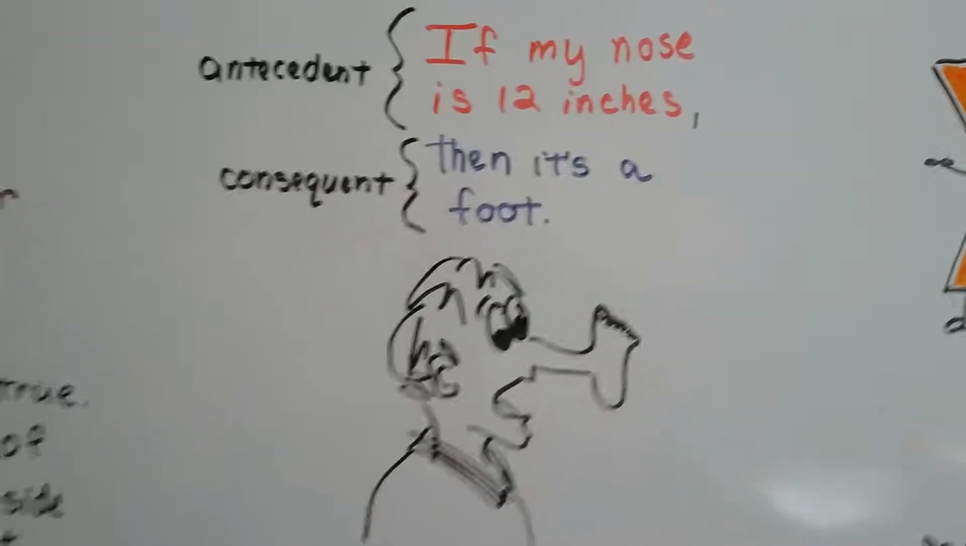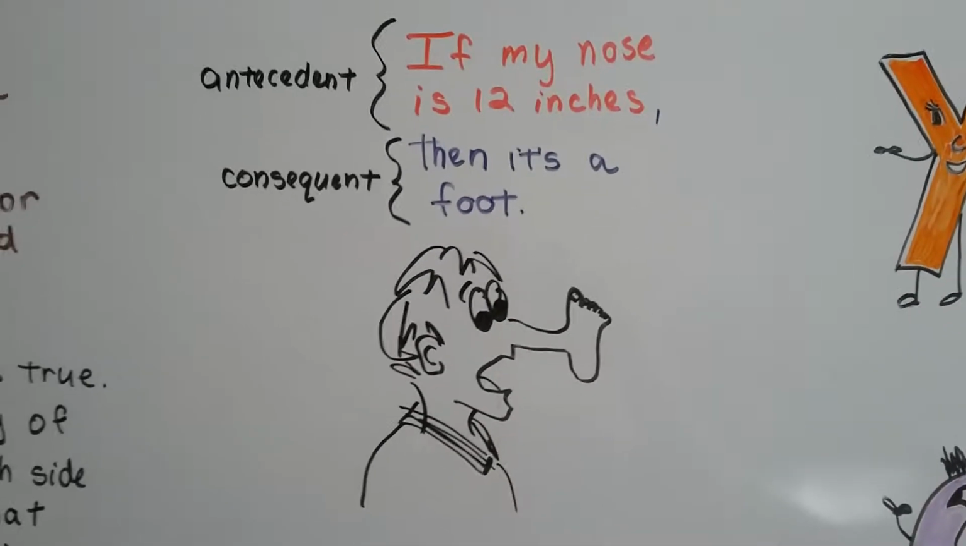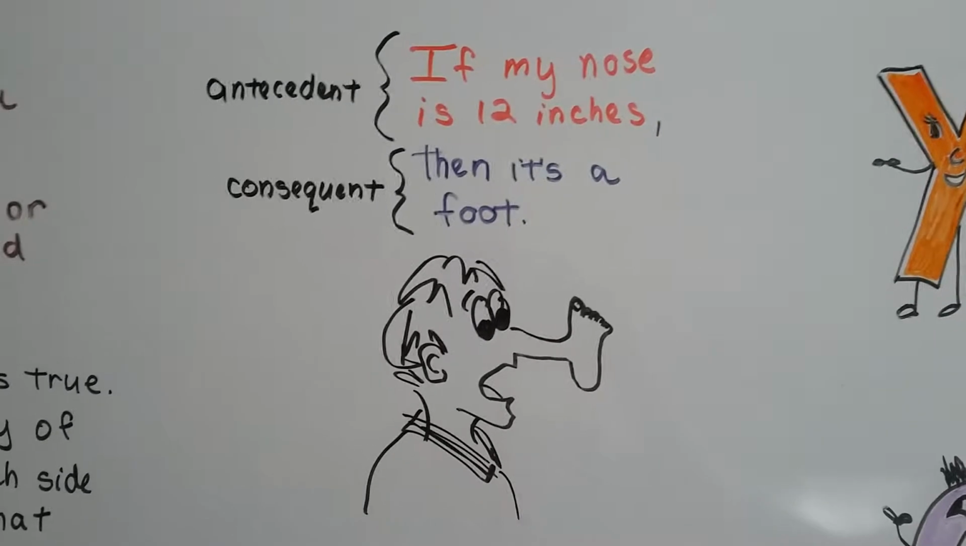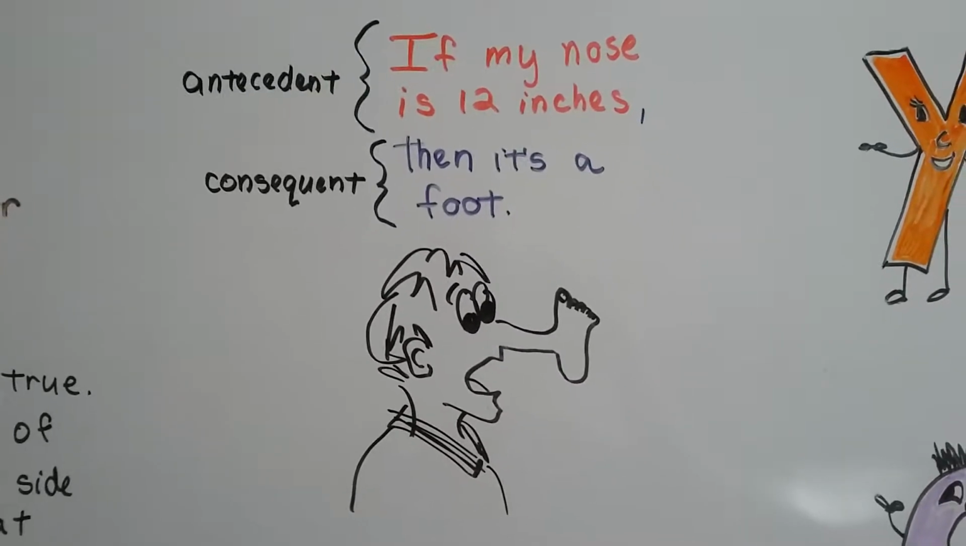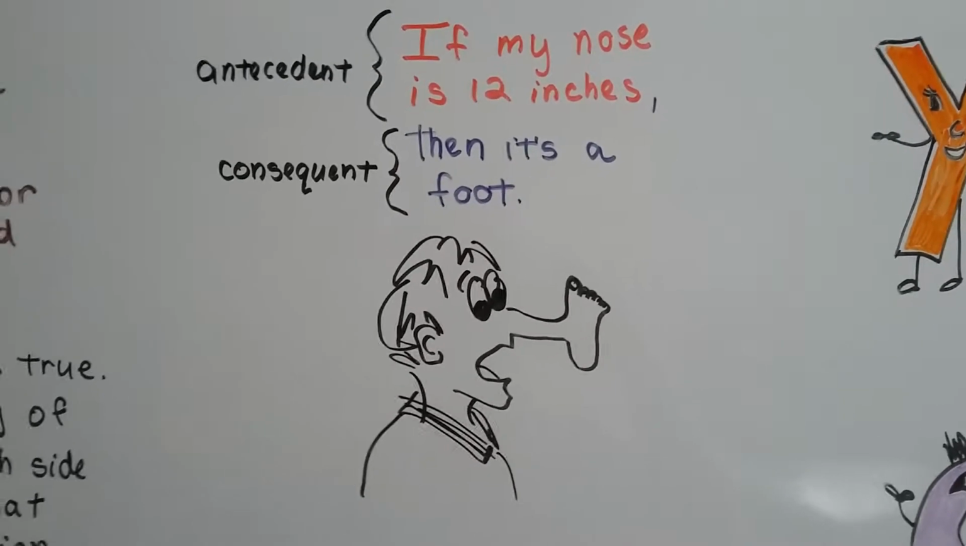Okay? So here's a funny one for you. The antecedent is if my nose is 12 inches, and the consequent is then it's a foot. So that is a funny if-then conditional statement, or conditional. So maybe this will help you remember it.